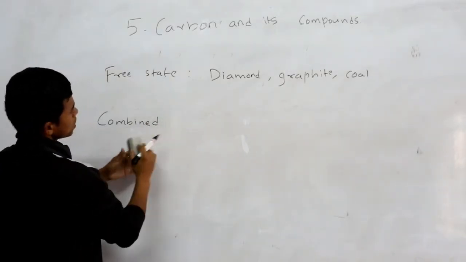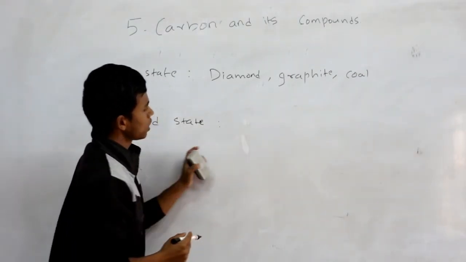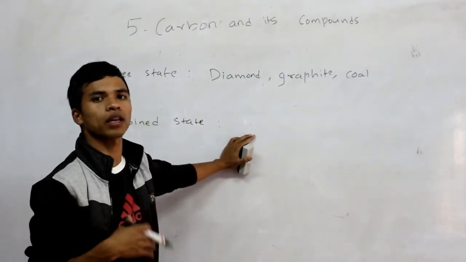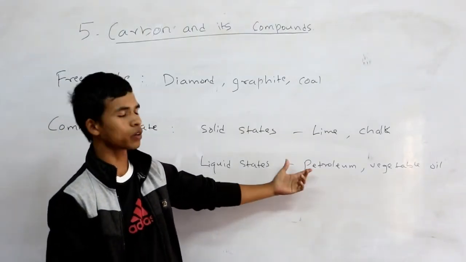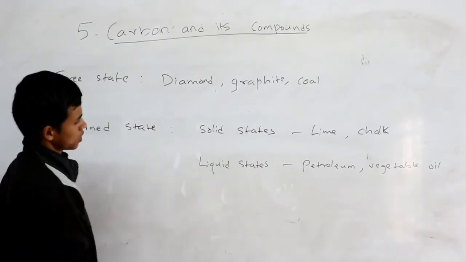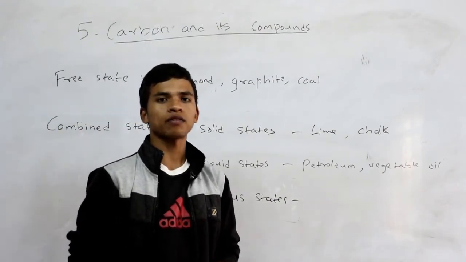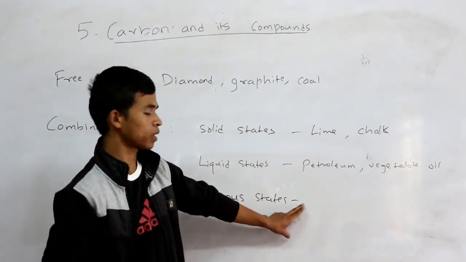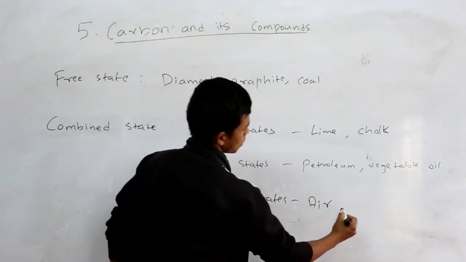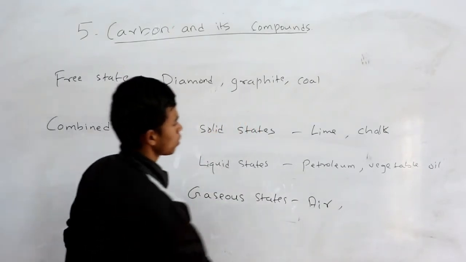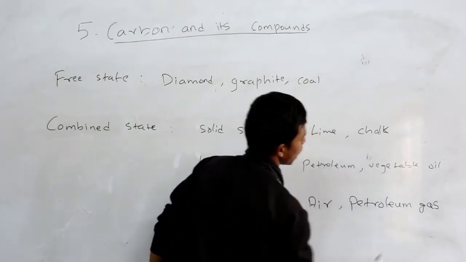These combined states of carbon are the compounds that carbon forms by reacting with other elements. In the liquid state, carbon occurs in the form of its compounds in petroleum and vegetable oil. And in the gaseous state, as we know, air contains carbon dioxide, so air itself is a combined state of carbon in the gaseous state. There are also the gases that come from petroleum. They are combined states of carbon.